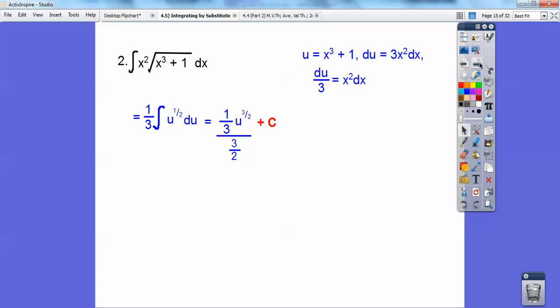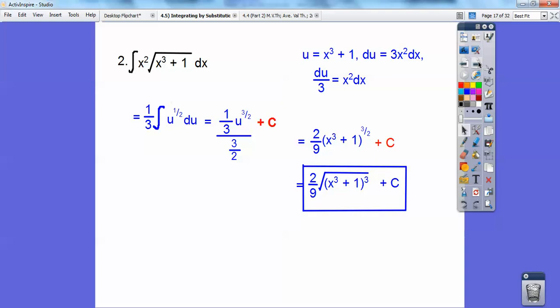Add 1 and then divide by the new exponent. Okay, and I'm going to invert and multiply this guy, so it becomes multiplied by 2/3. So you get 2/9 right there. All right, and then let's go ahead and put it back in radical form, so that one looks a little bit cleaner right there. Okay, that's cool, huh?